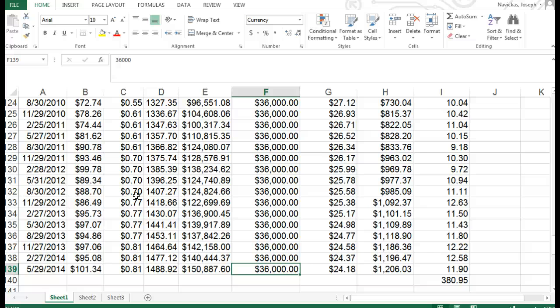We could do that and our numbers will still look good. But notice now, in 2014, we're up to $150,000, close to $151,000 off of our $36,000 investment. Folks, this is why we need to dollar cost average, and this is why we need to do DRIPs. It doesn't take a rocket scientist.